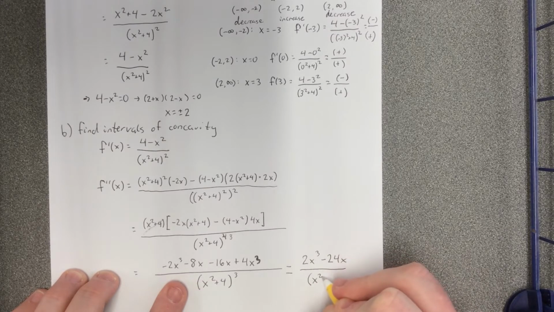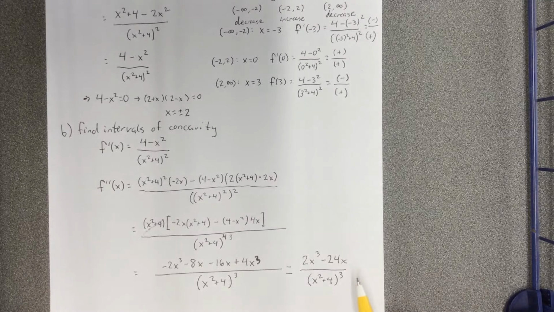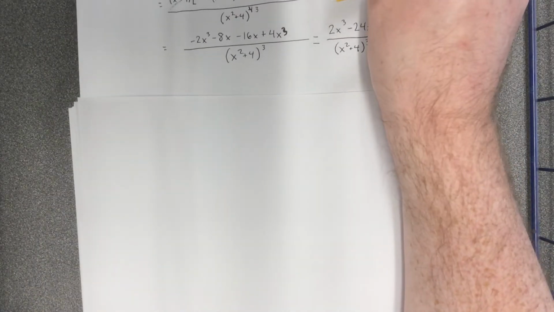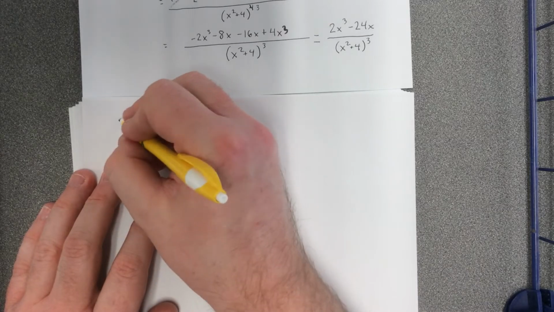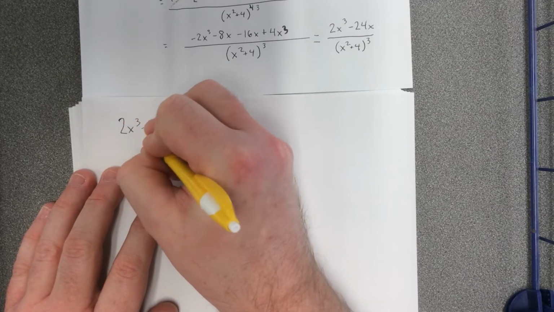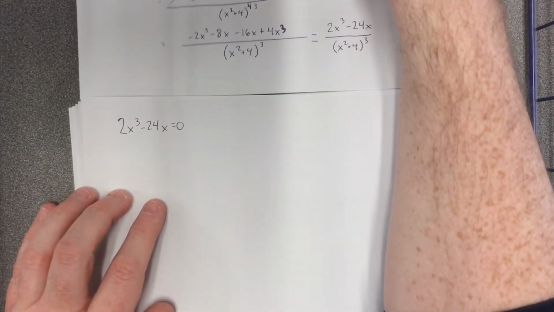Now, same as our previous case, our denominator is never going to be equal to 0, so we don't need to worry about that as a critical value. Instead, what we'll do is pull up a new sheet and recopy what we just got for this. So the second derivative will be equal to 0 if 2x cubed minus 24x is equal to 0. That'll give us our endpoints for our test intervals.